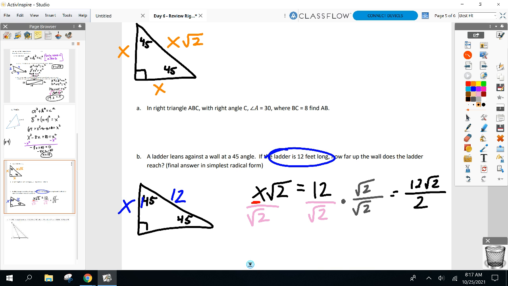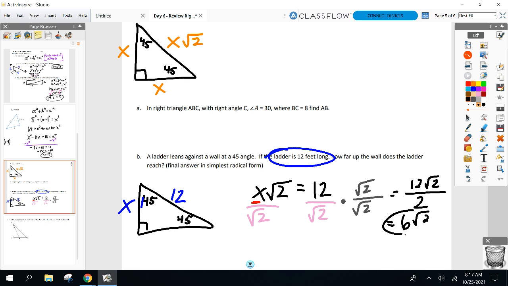And no, I can't cancel the 2's because one's underneath the radical and one's not. What do you mean simplify? So like 6 over 1. 12 divided by 2. You can do 12 divided by 2, which is 6 radical 2.